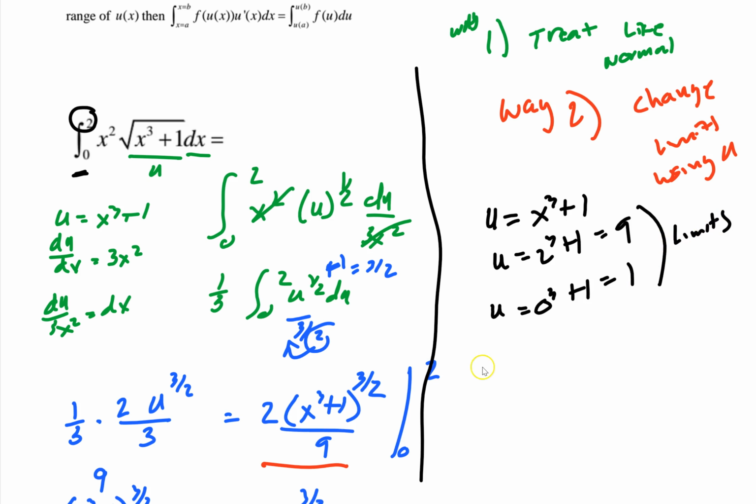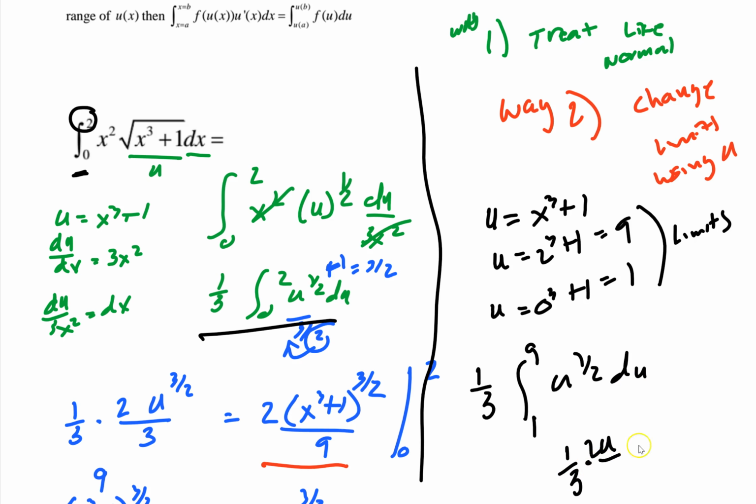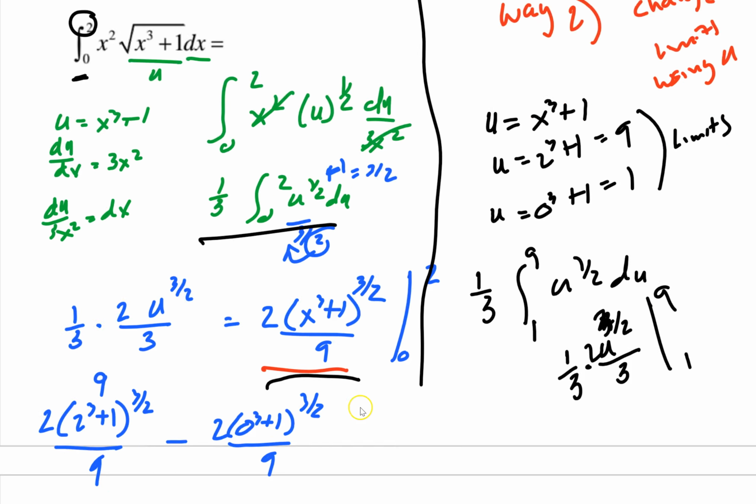So if I look back and plug in what we had, let's start from here. If I have 1/3 u to the 1/2 du, instead of having to worry about plugging my u back in, I can just use my new limits, 1 and 9. If I integrate this, I'm going to get 1/3 times 2/3 u to the 3/2. I think that was the integral right there. Instead of plugging this back in, I use my limits here, 1 and 9. So it saves a little step.